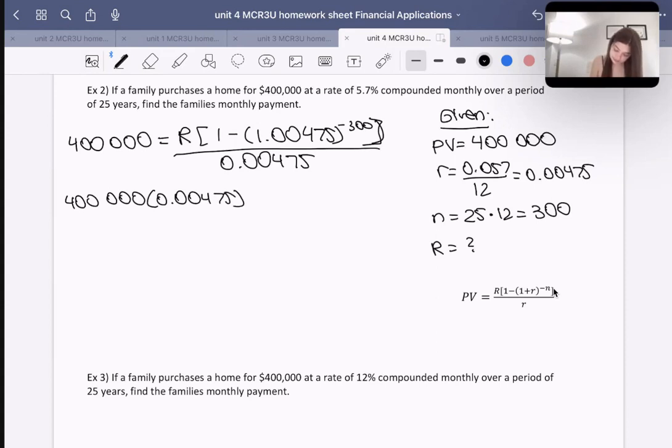I'm going to multiply this up, and then I'm going to put in my calculator 1.00475 to the power of negative 300. So let's find out what that is. Okay, and then I'm going to subtract that. Okay, and then I get 0.7587, let's round up, R.